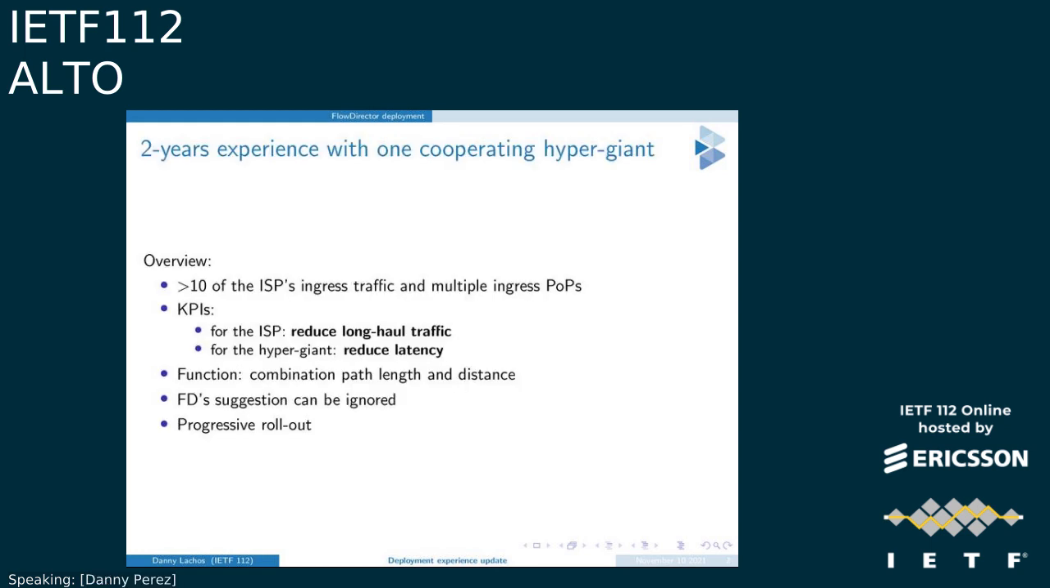First of all, we have a collaboration with one hyper-giant. This hyper-giant had more than 10% of the total traffic inside the ISP's network. Basically, there were two KPIs to consider. For the ISPs, we wanted to reduce the long-haul traffic, and for the hyper-giant, we wanted to reduce the latency. This is basically bringing the server closer to the user. Flow Director basically uses a mapping function that is a combination of the path length and the distance. And just to say that when Flow Director gives a path ranking, this path ranking is a suggestion that can be ignored by the hyper-giant. Okay, next slide, please.